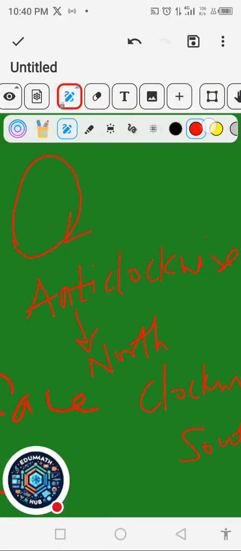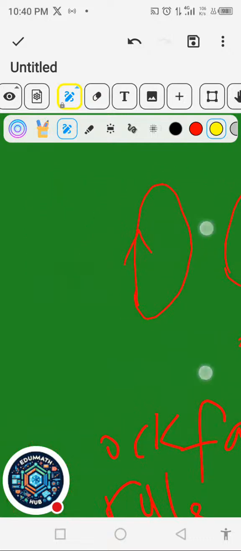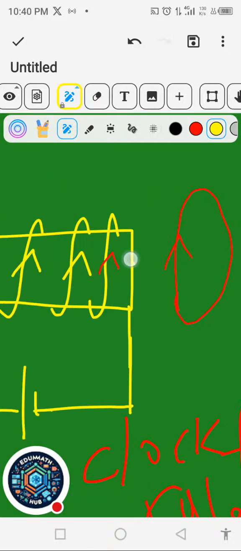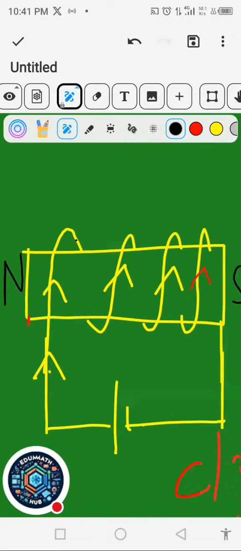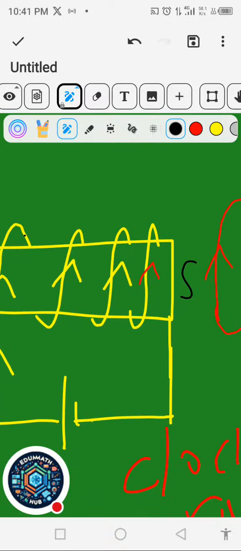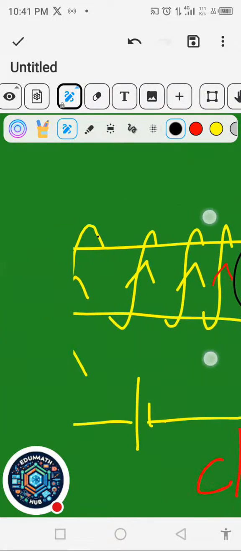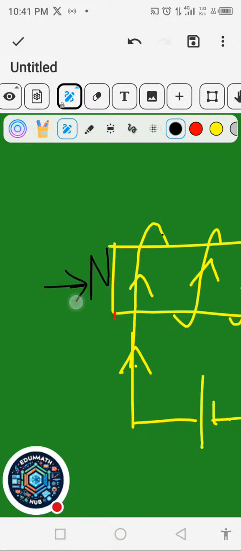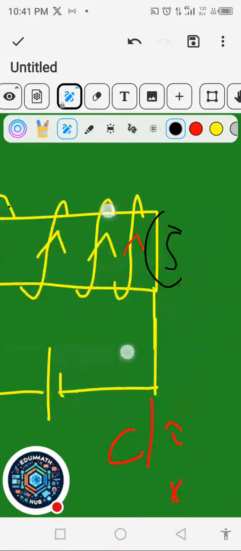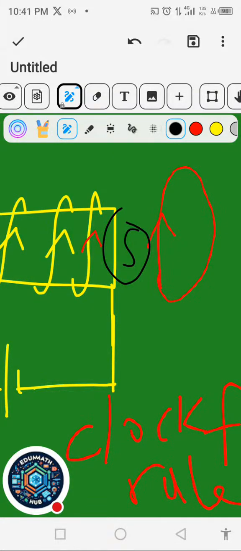So this one was actually clockwise. You can see this is clockwise direction, so this place will be south. At the end of the day, this place is going to be the south pole. Then if you come here and do the same thing, this other direction will be the north pole. So this place will be north, while this place will be south. If you look at this from inside, the current is anti-clockwise. So that's how to know for that one.